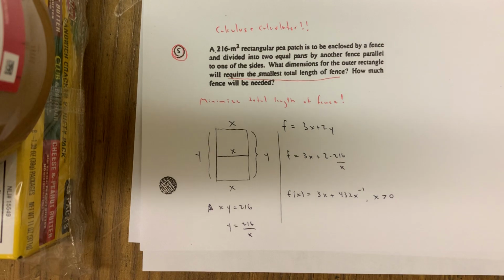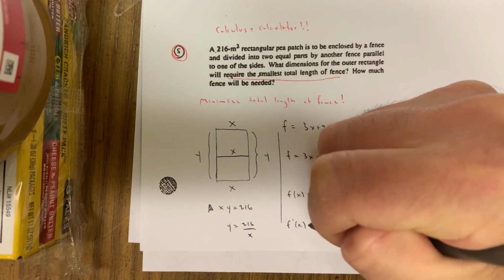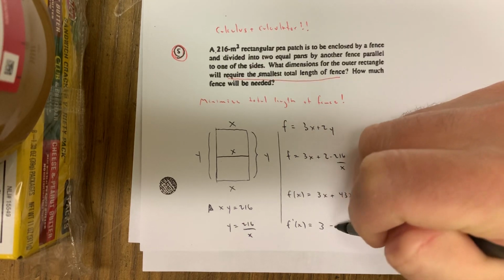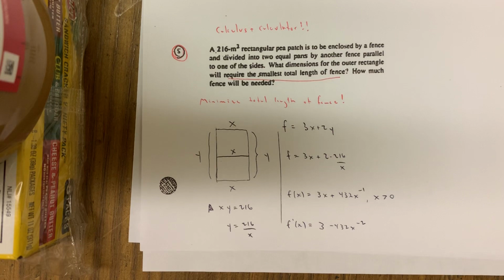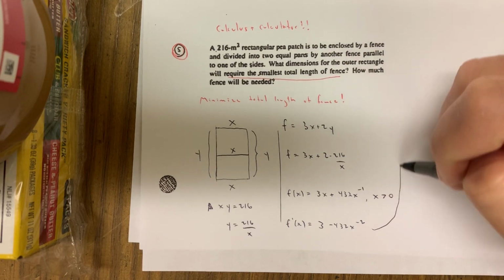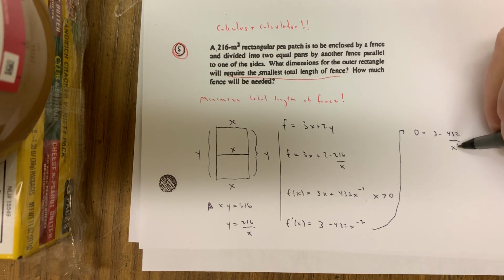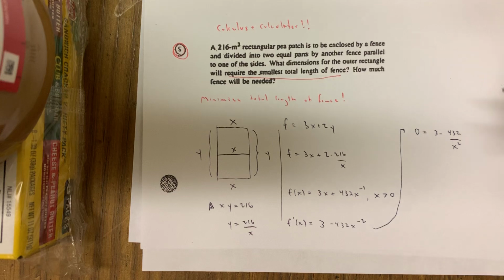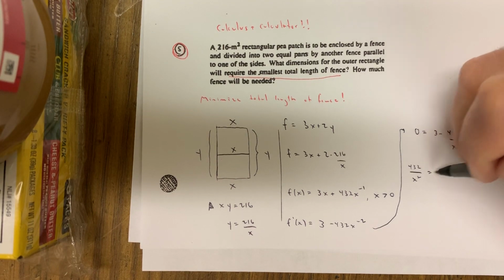Regardless, calculus solution, let's take that derivative. I will derive. And here I get 3 minus 432 x to the negative 2. Don't forget to set that equal to 0. And we get 0 equal to 3 minus 432 over x squared. You got to show me you're setting it equal to 0 at some point. Add 432 over x squared to both sides.